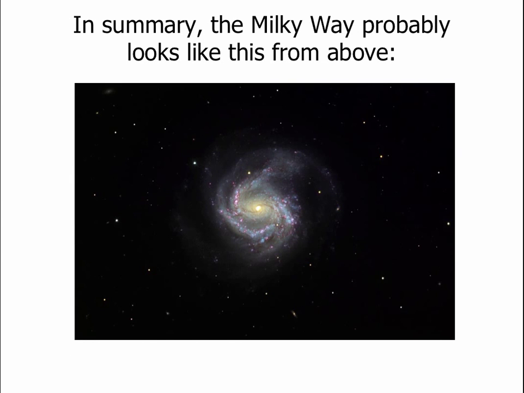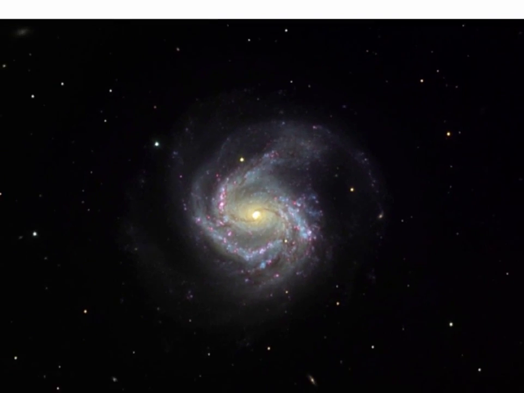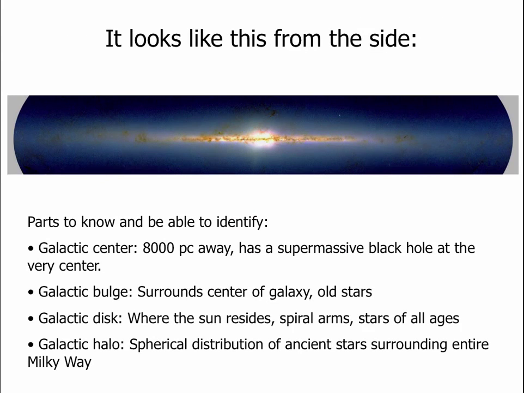So let's summarize our current view of the Milky Way. From above, the Milky Way probably looks something like this. This is a picture of another galaxy, but we probably look close to this. A circle of stars with spiral arms and dust where new stars are being formed, and a small bar toward the center, centered on the galactic center. The Milky Way looks like this from the side. This is an actual picture in the infrared, and you can still see a little bit of the dust, but it's very flat, very skinny, and toward the center we have this little bulge.